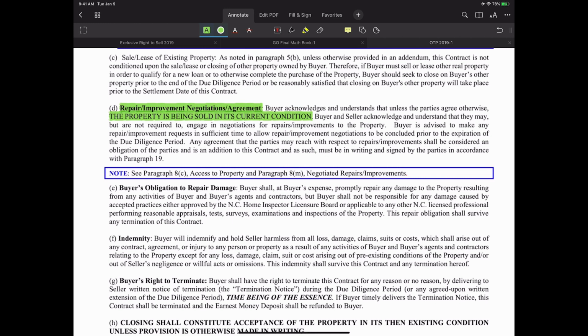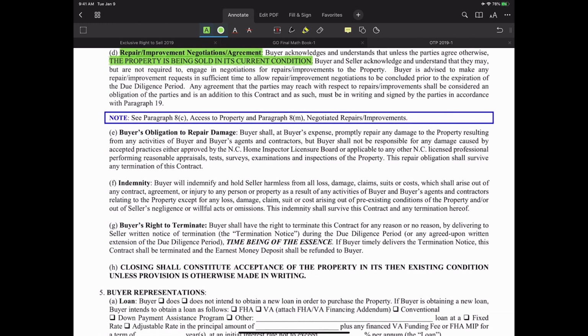Right? I'm going to jump down to buyer's right to terminate, because you just talked about this. The buyer shall have the right to terminate this contract for any reason or no reason by delivering to the seller, and you keep pointing out, our written notice of termination during the due diligence period. Okay? So you, buyer, have the right to terminate as long as you do so before the end of the due diligence period, time being of the essence. And remind us again what time being of the essence means. That means that actions that are time is of the essence must happen on or before that particular date.